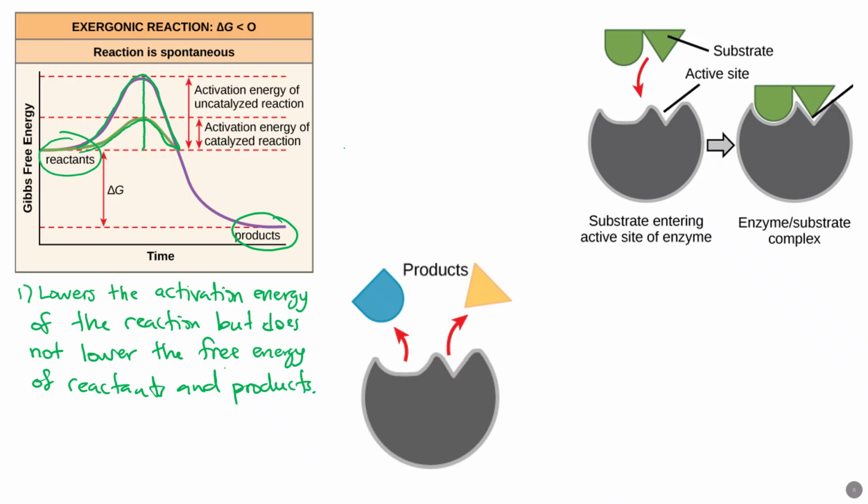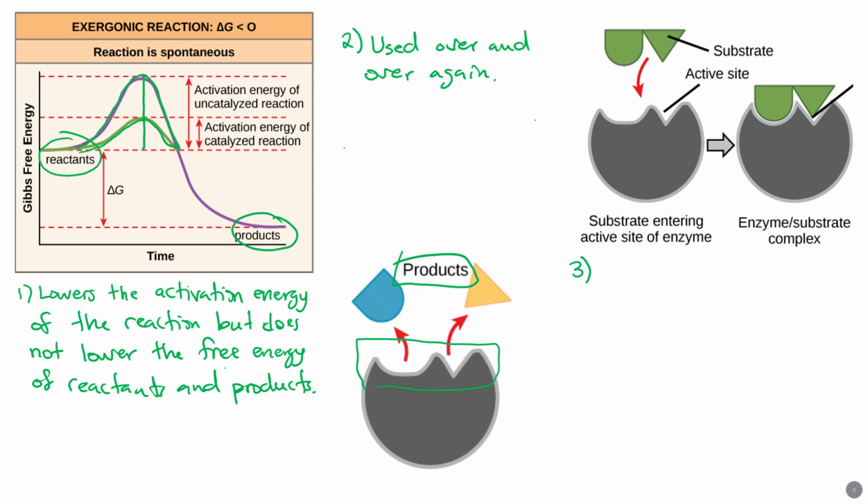Then we have our second property. The second property is that the enzyme can be used over and over again. It isn't altered by the chemical reaction itself. It will remain the same even after the products are produced. So again, it cannot be used up. It can be used over and over again.